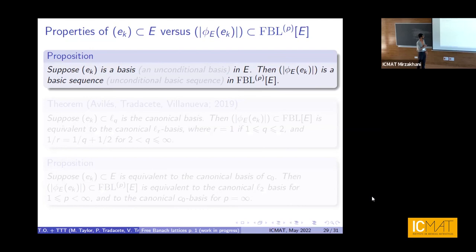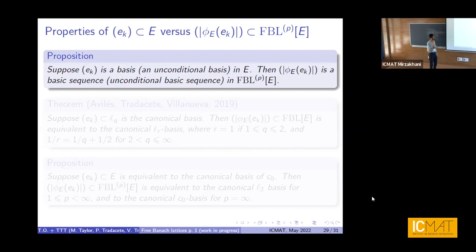Namely, let's say we start with a nice sequence e_k in the underlying space E, and I want to look at its images in the corresponding p-convex Banach lattices. Let's suppose first that e_k is a basis in the space E. Then the moduli of the images of e_k will form a basic sequence in the free Banach lattices. And if we start with an unconditional basis, then we end up with an unconditional basic sequence.